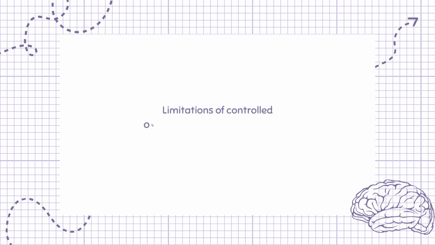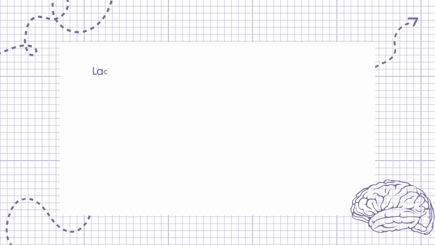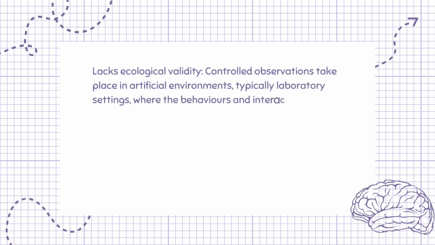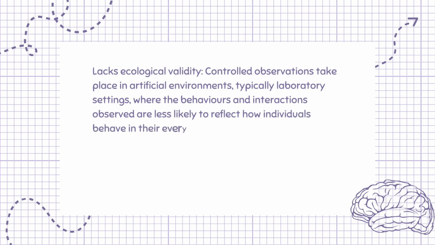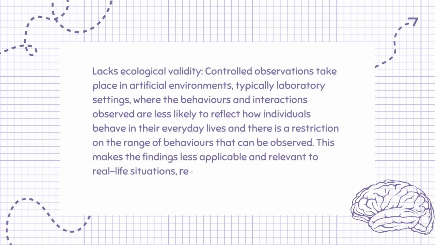Limitations of controlled observations and why they are a regression on naturalistic observations. Lacks ecological validity. Controlled observations take place in artificial environments, typically laboratory settings, where the behaviors and interactions observed are less likely to reflect how individuals behave in their everyday lives, and there is a restriction on the range of behaviors that can be observed. This makes the findings less applicable and relevant to real-life situations, reducing the overall usefulness of the research.